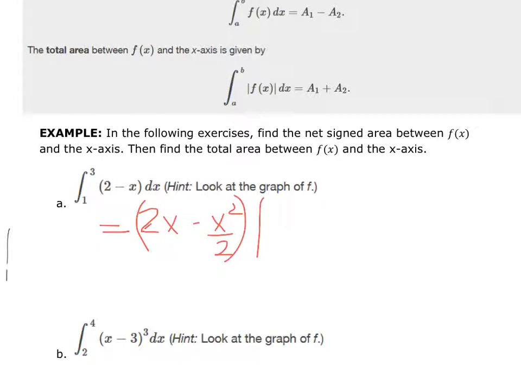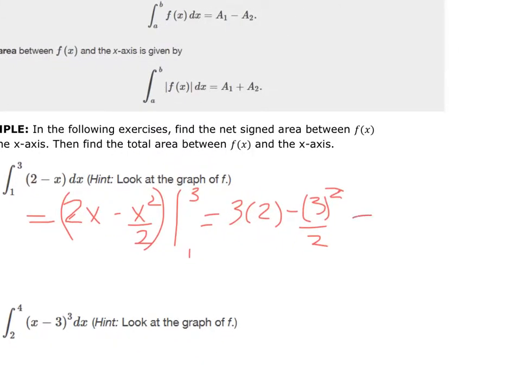And then we're going to integrate from 1 to 3. So we put our 3 in first. We do our upper bound minus our lower bound. And when we put the upper bound in, we're going to get 3 times 2 minus 3 squared divided by 2. And then I'm going to put in my lower bound, so minus, and it's always minus my lower bound. Always minus my lower bound. So it's going to be minus, I'm going to put in 1, so 2 times 1 minus 1 over 2.